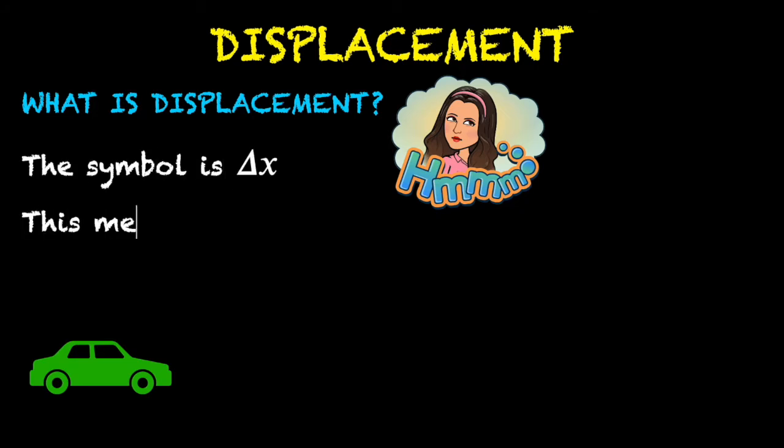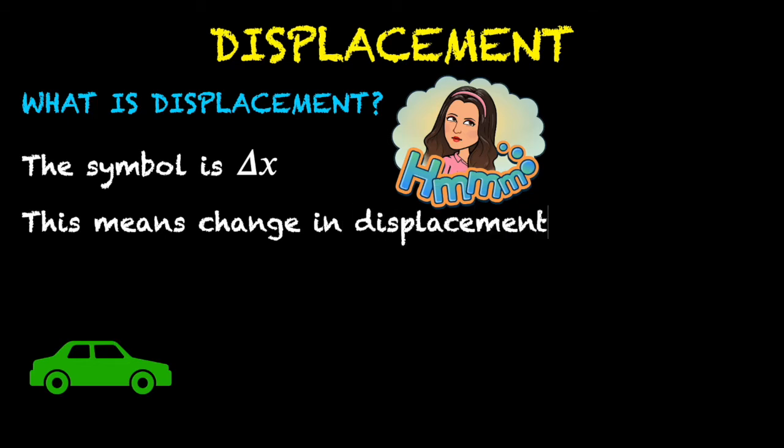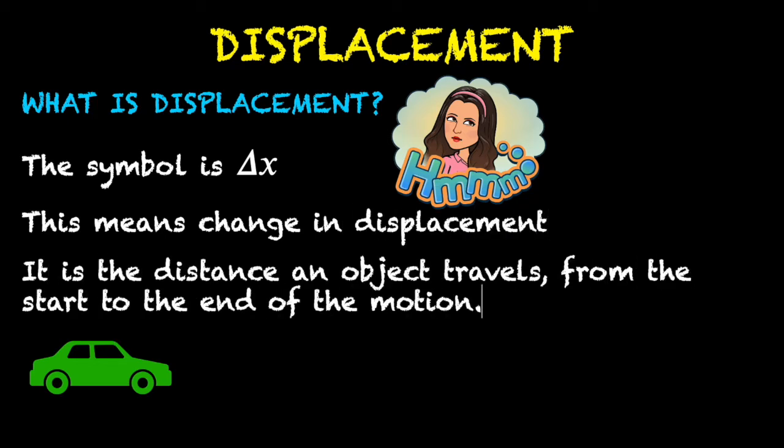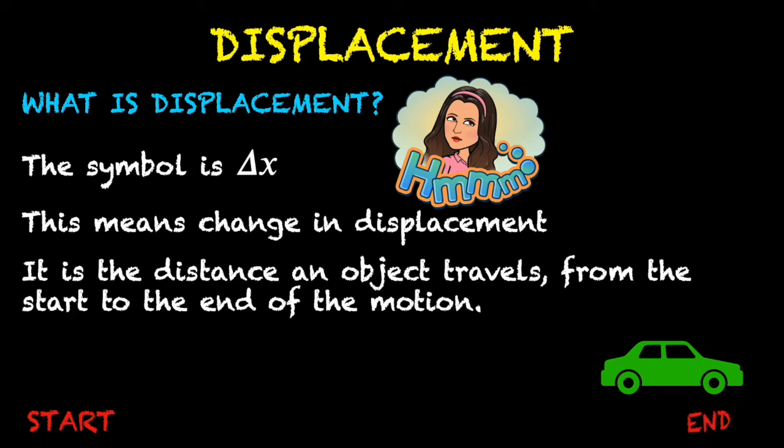Delta x basically means there is a change in displacement. So displacement is the distance an object travels from the start to the end of the motion. Look at this example here. We have a car placed at the start position. It then travels to the end position. The distance between the start and the end is what we refer to as the displacement of an object.